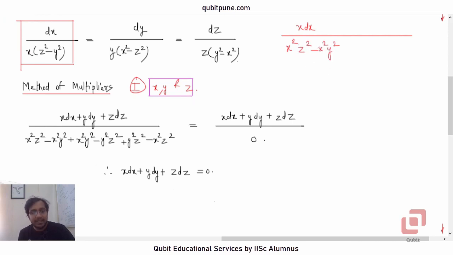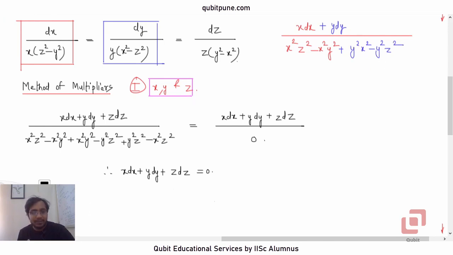Okay, then you take the second one, you multiply the numerator and the denominator by y, and then you add the numerator to this, so that is y dy, and then you add the denominator to this, so that will be y squared x squared minus y squared z squared.